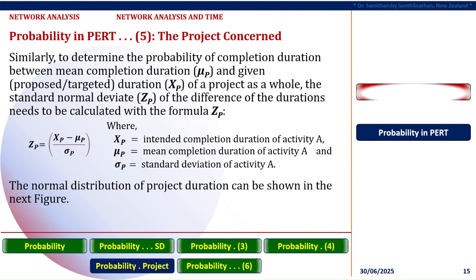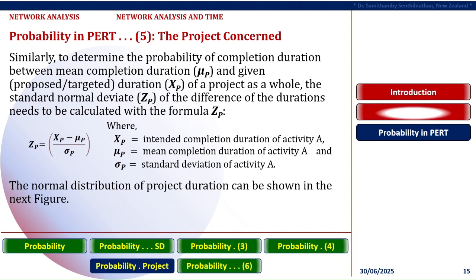Consistently and similarly, for the project concerned, to determine the probability of completion duration between mean completion duration, μP, and given, proposed or targeted duration, XP, of a project as a whole, the standard normal deviate, ZP, of the difference of the durations needs to be calculated with the formula for ZP. Thus, ZP equals the difference between expected given completion time, XP, and mean duration, μP, divided by standard deviation of the project. In a general format, the normal distribution of the project duration can be shown as a figure next.